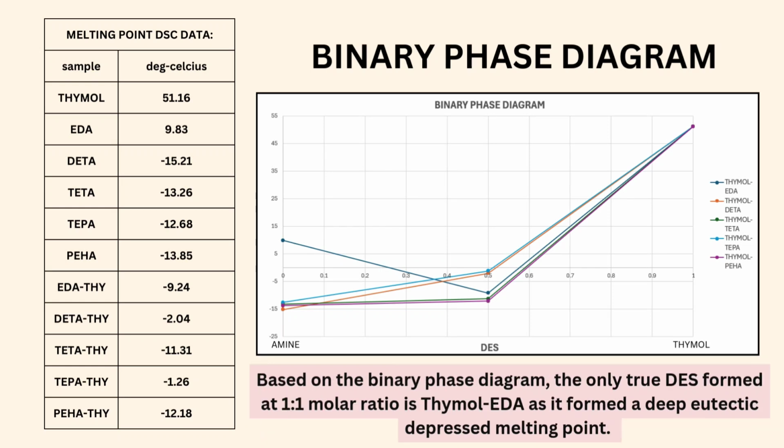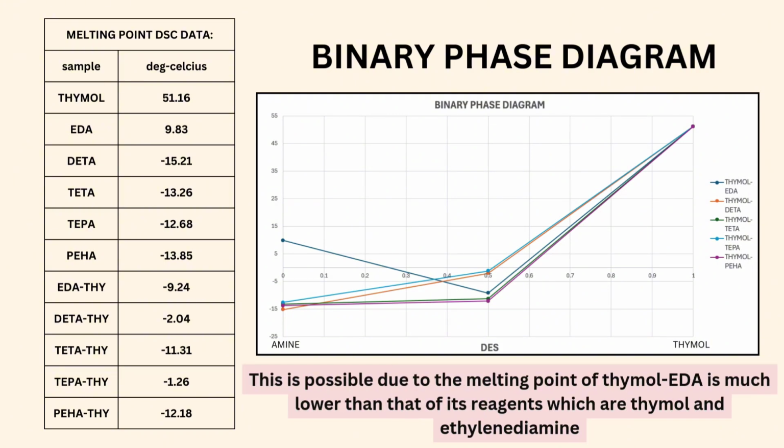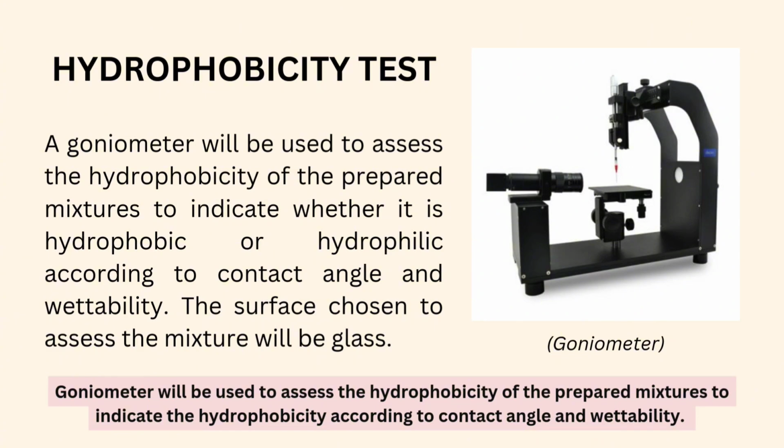Based on the binary phase diagram, the only true DES formed at 1:1 molar ratio is thymol-EDA, as it formed a deep eutectic depressed melting point. This is possible because the melting point of thymol-EDA is much lower than that of its reagents, which are thymol and ethylenediamine. A goniometer will be used to assess the hydrophobicity of the prepared mixtures according to the contact angle and wettability.